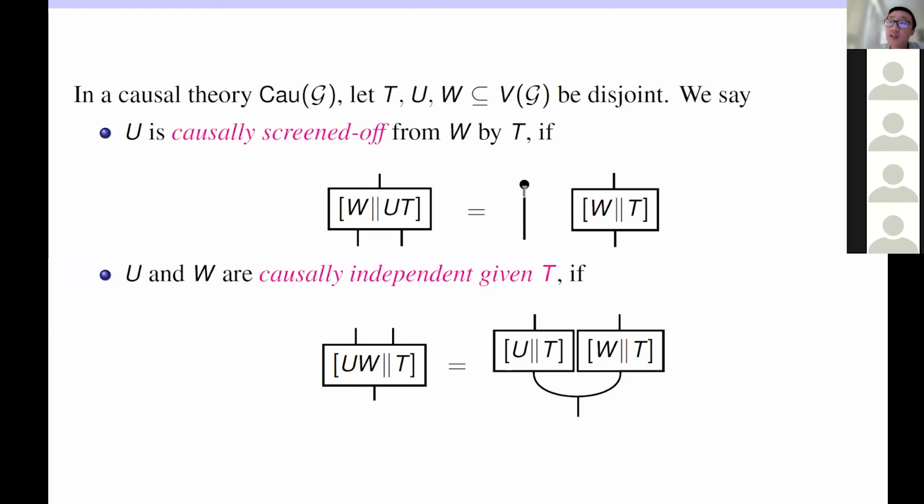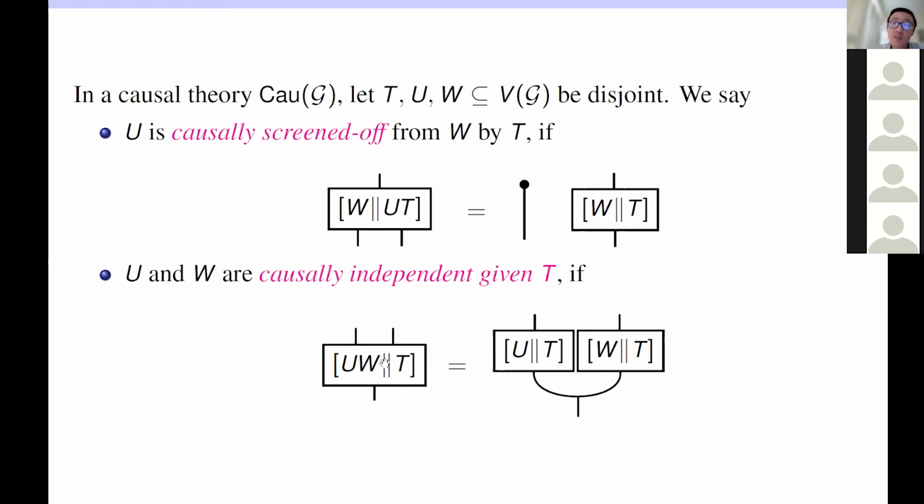This is the discard mechanism, right? The morphism. So you can throw away U and just consider from T to W. So in this sense, we will say U is causally screened off from W by T. And then another notion is U and W are causally independent given T.